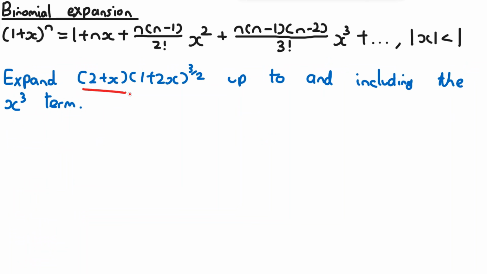Here's a special type of question I've seen asked a couple of times, where we have a normal bracket here, and then we have this bracket with either a fraction or a negative number as a power. And this isn't too bad. All we need to do is the binomial expansion on this bracket, and then whatever terms we get out, we just expand it by this bracket here. So let's focus on this first.